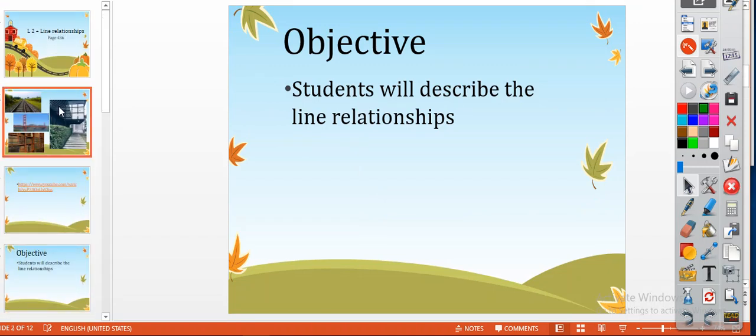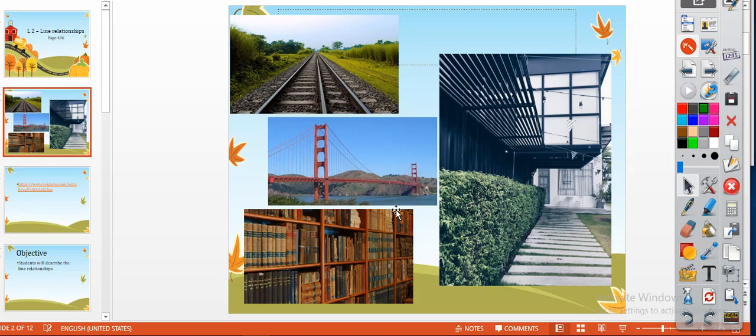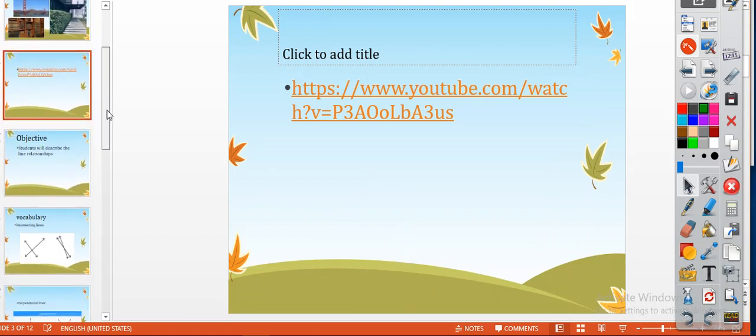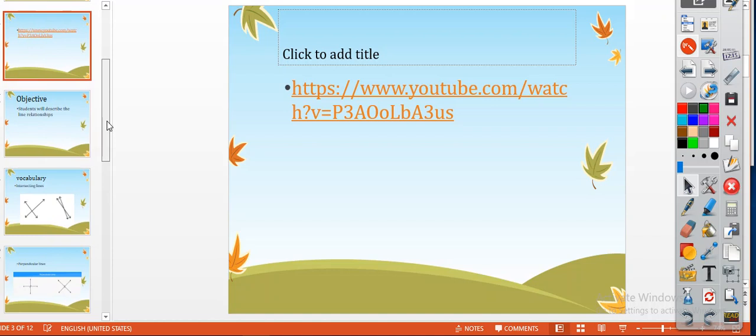Let's see here. What is in common between these pictures? How can you describe it? Yes, what is in common is that all of them have lines. Here we have a video that shows the line relationships. You can go and check it on your Gr4 accounts when I upload the presentation.